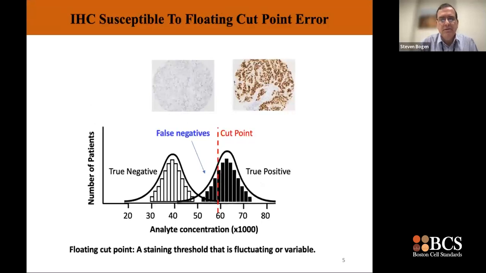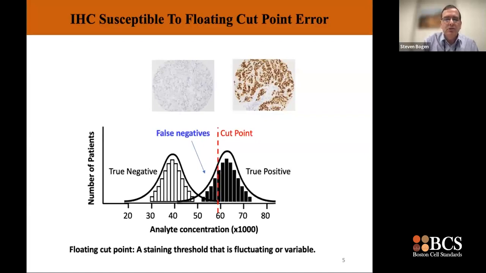Immunohistochemistry test results are evaluated by whether you can see a visible stain. What many don't appreciate is that the ability to see a stain depends on the analytic sensitivity of the IHC assay. Each assay has a cut point or a lower limit of detection. The cut point is the minimum biomarker concentration per cell that is required to see a visible stain. Without calibration, you don't know the cut point. Therefore, a floating cut point is a staining threshold that fluctuates from lab to lab or day to day.